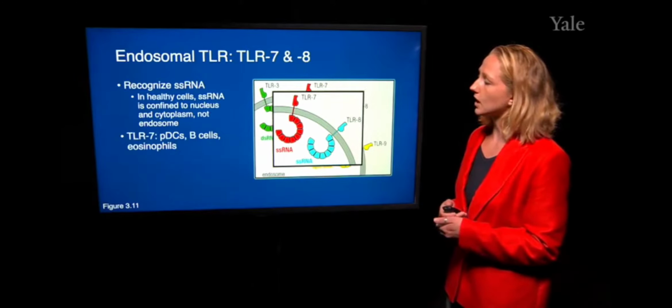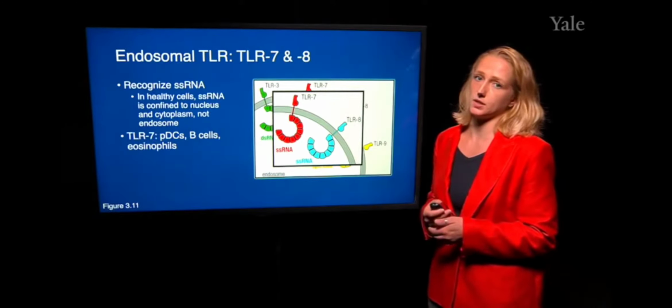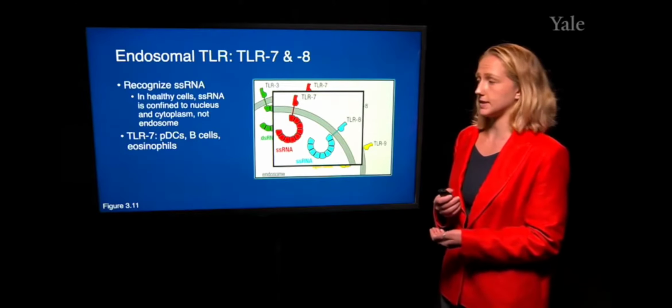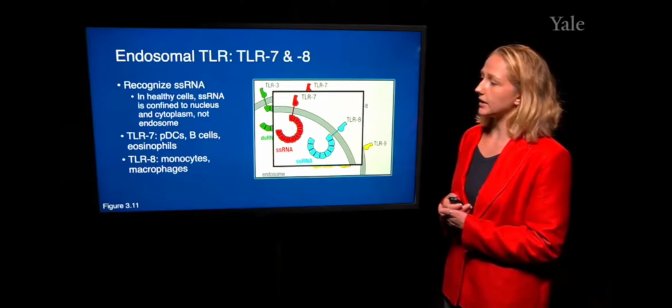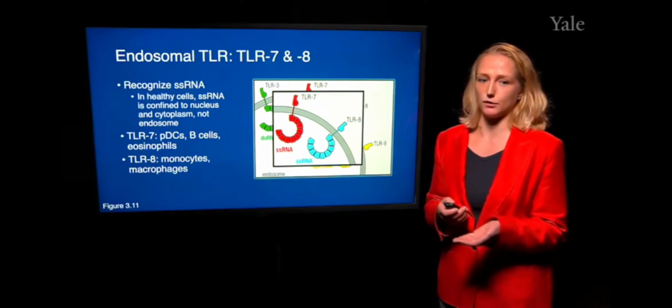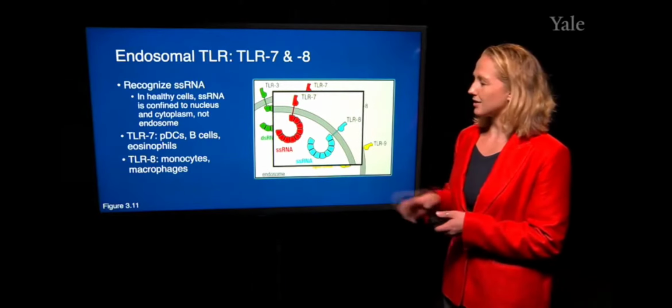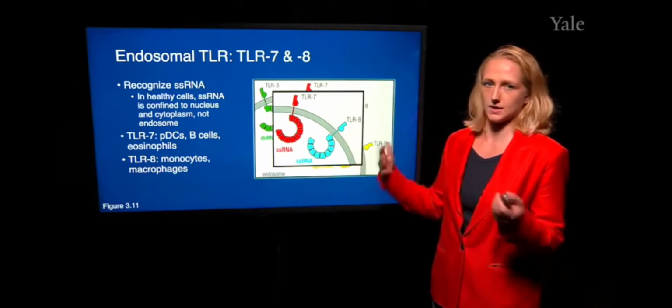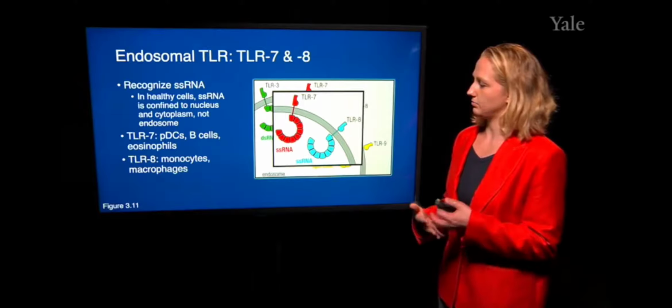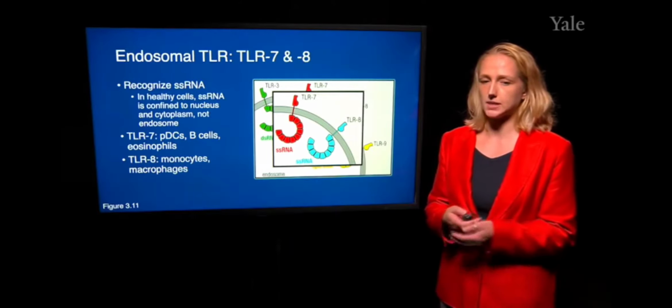TLR7 is expressed on a subset of dendritic cells, B cells, and eosinophils. And TLR8 is expressed on monocytes and macrophages. However, the exact role of TLR8 is not really well known. You can see that they recognize the same nucleic acid species, so that's still an area of ongoing research.